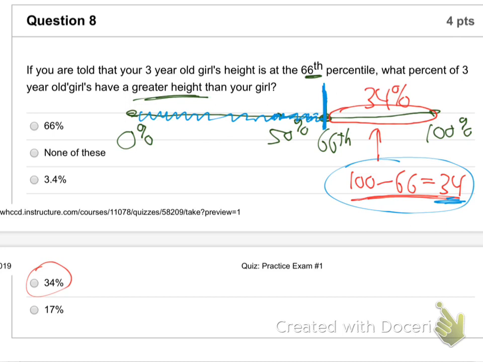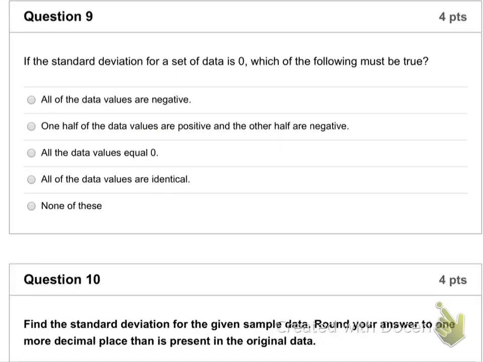This one's just, what's the concept of percentile? Percentage along the way. So that's what percentile is. Percentile is percent along the way, percent from the left. 66% of the way through the heights, so 34% ahead. And understand words.